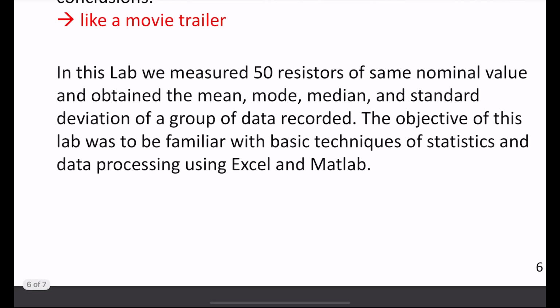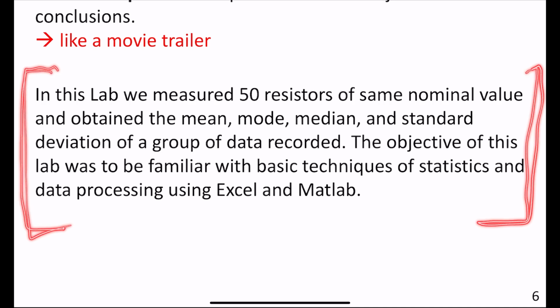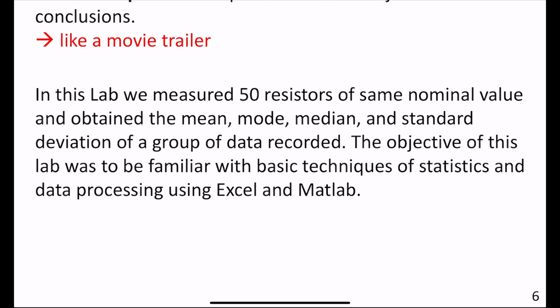How about you guys take a look at this? This was one of the abstracts from a student report. How about you think about how we can improve this thing? It's based on lab number 1.